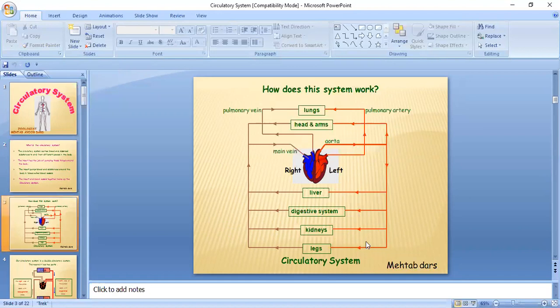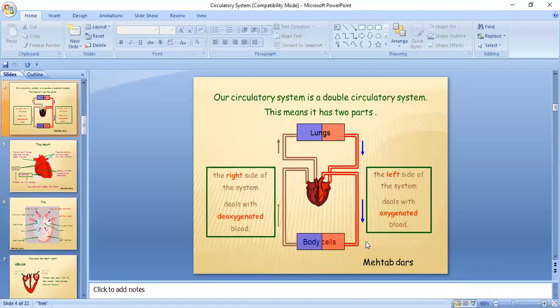So that is why this is called a complete system of circulation of blood, which is called the circulatory system. Again, here is another diagram to clarify the circulation of the blood. Our circulatory system is a double circulatory system. This means it has two parts. Why is it called a double circulatory system? Because blood enters the heart two times: first the deoxygenated blood and then the oxygenated blood.